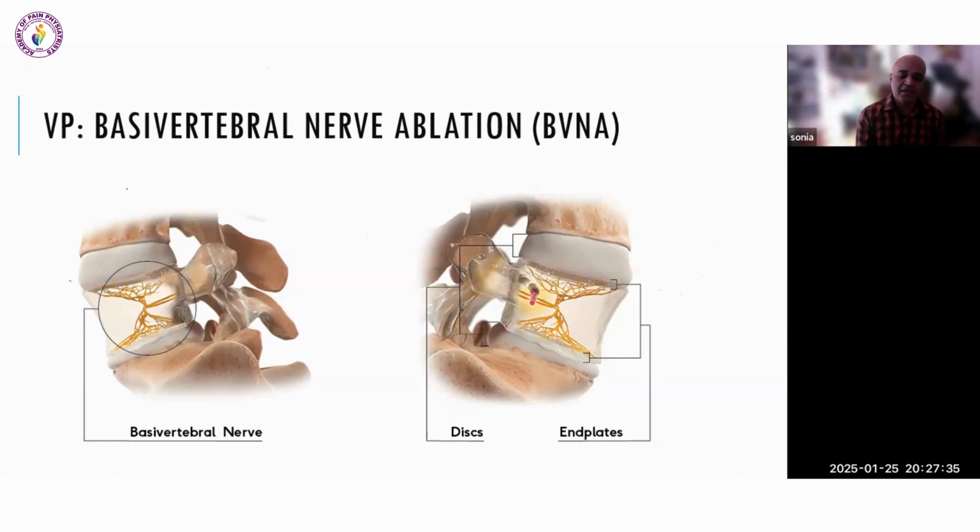As you can see, it enters through the middle part of the vertebral body on the posterior aspect, and then it branches superior and inferior. And next slide, please.